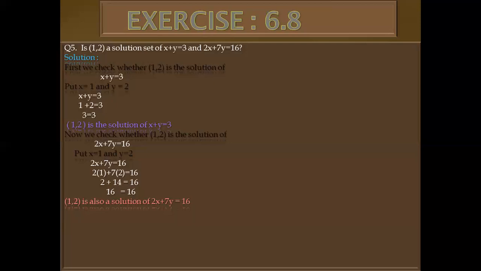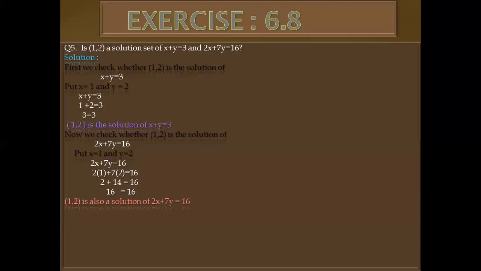Second, 2x plus 7y is equal to 16. We put x is equal to 1 and y is equal to 2. 2 into 1 and 7 into 2. 2 multiplied by 1 is 2 and 7 twos are 14. When we add 14 and 2, 16 is the answer and this is equal to the other side of the equation. So (1, 2) is also the solution of the other equation.